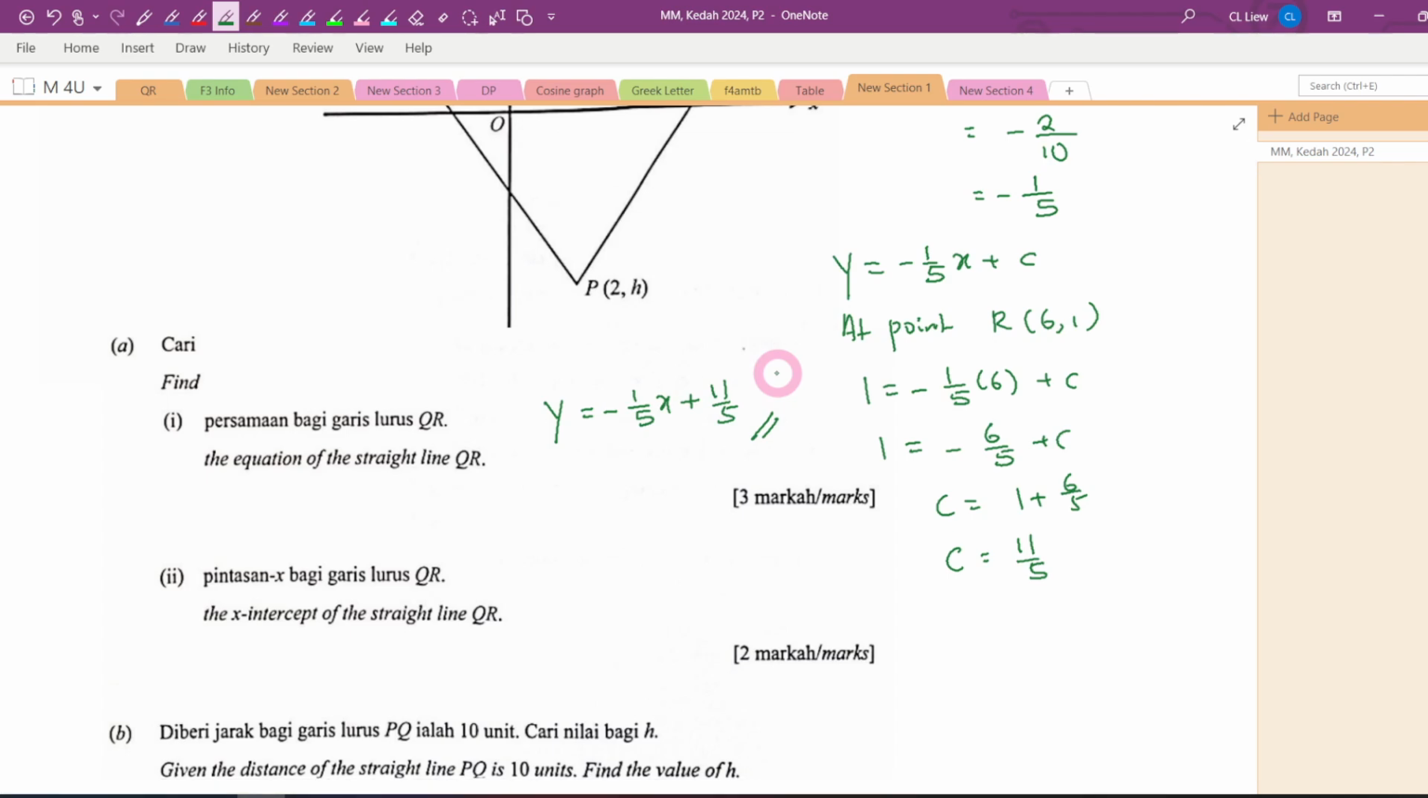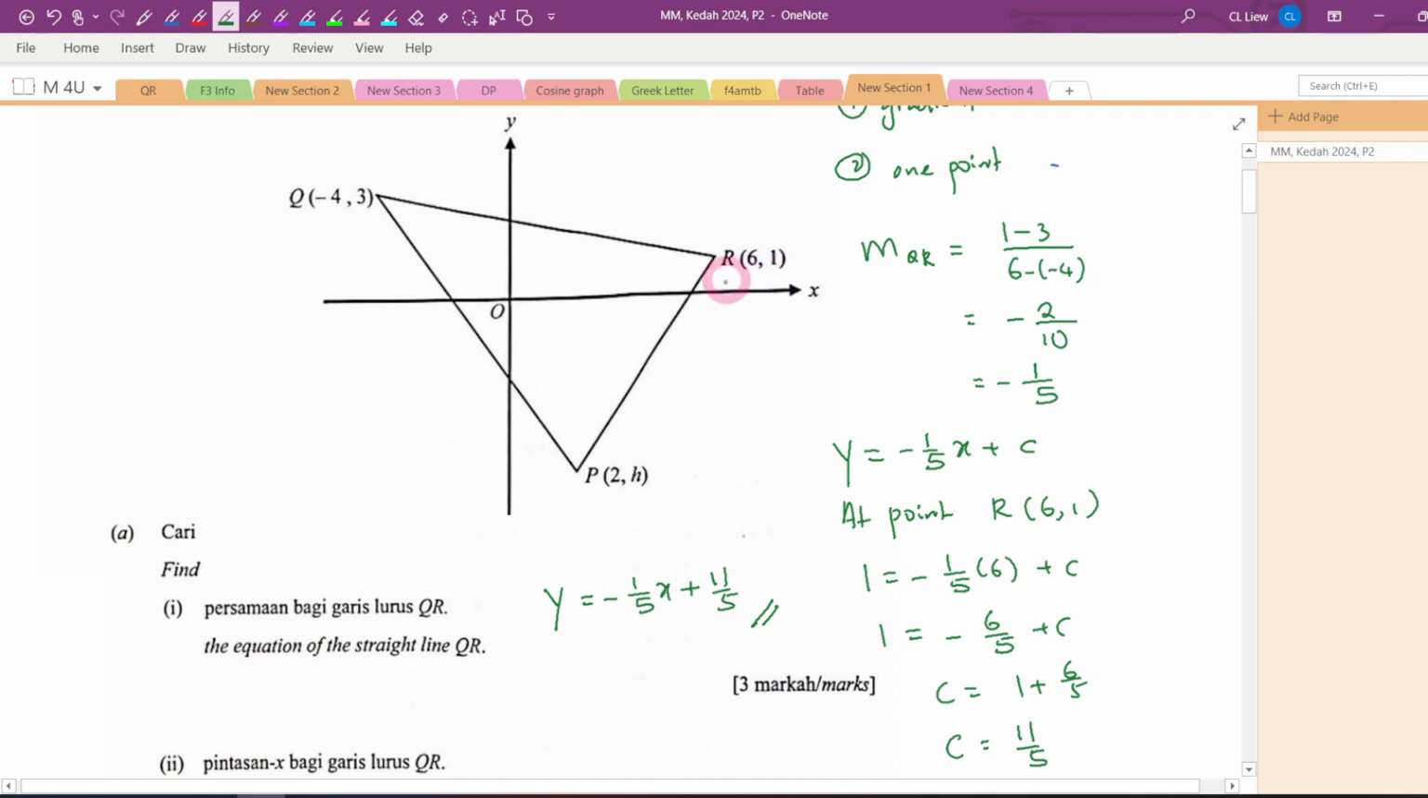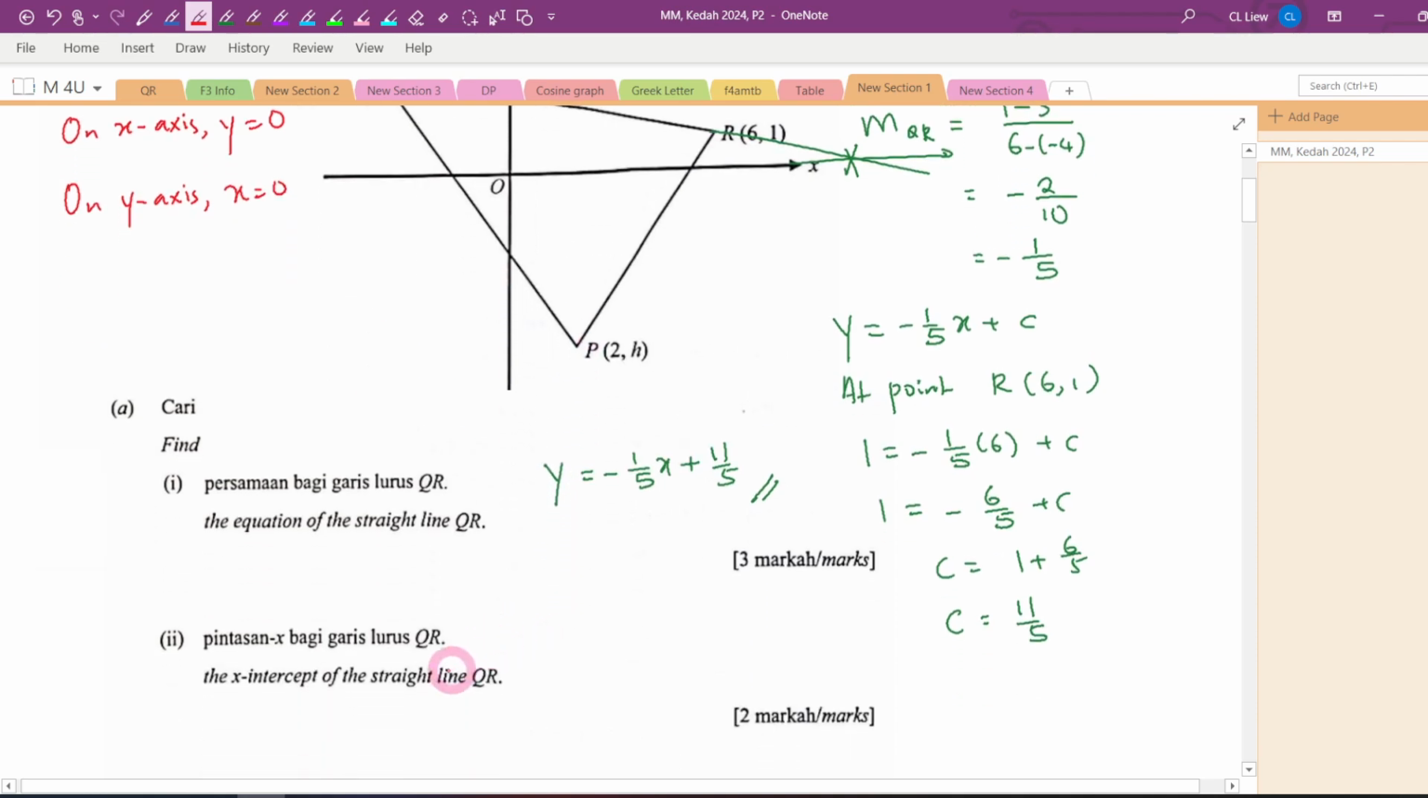Now let's go to the second part. We want to find the x-intercept of the straight line QR. So the x-intercept of the straight line QR is somewhere around here. These two things you need to remember are very important. On the x-axis, y equal to 0. On the y-axis, x equal to 0. Now we want to find the x-intercept. It means on the x-axis, right? On the x-axis, y equal to 0.